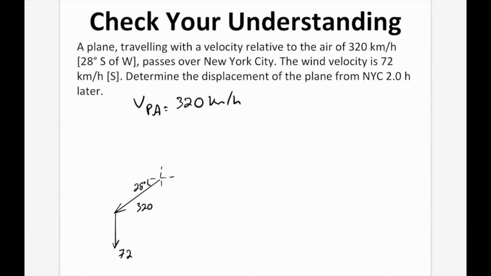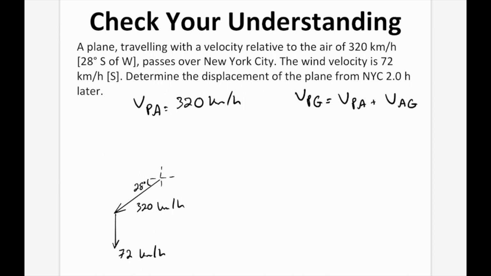So it's a little bit tricky, right? Because these two numbers are in kilometers per hour, and we're being asked for displacement. So what we need to do is figure out the resulting velocity, the velocity of the plane relative to the ground, and then from there, we can figure out the displacement 2 hours after. So the velocity of the plane relative to the ground is going to equal the velocity of the plane relative to the air plus the velocity of the air relative to the ground.